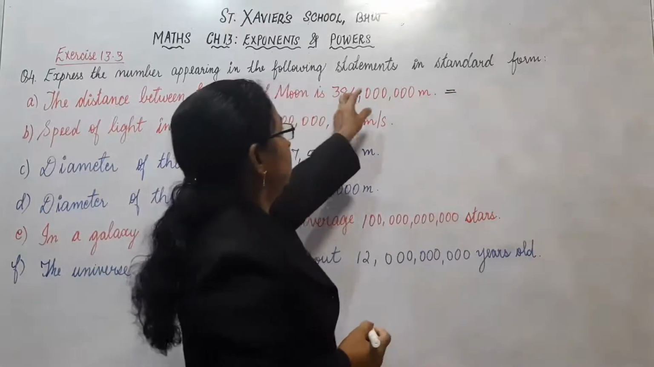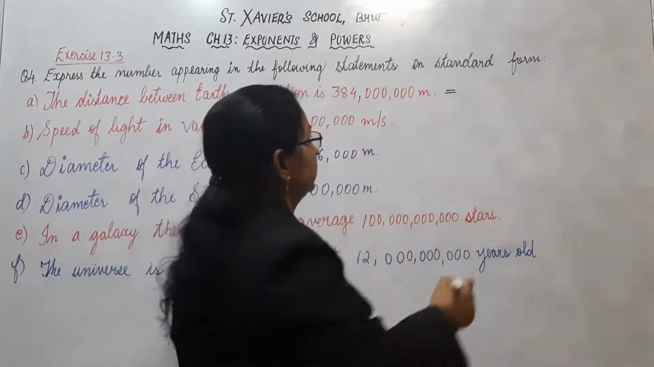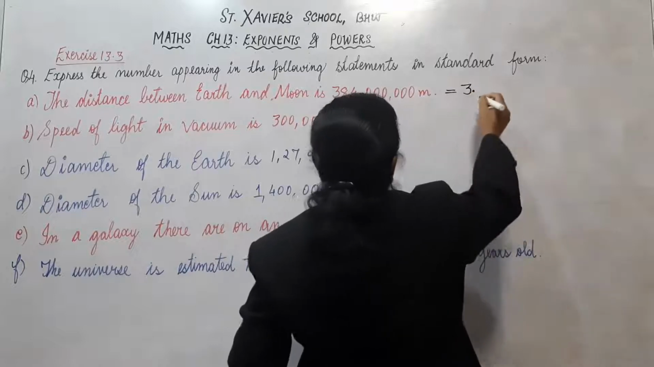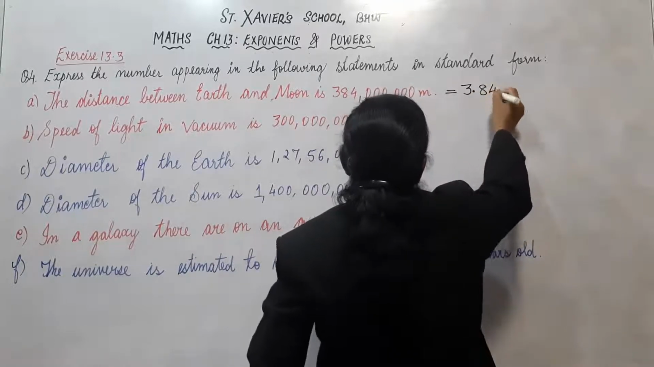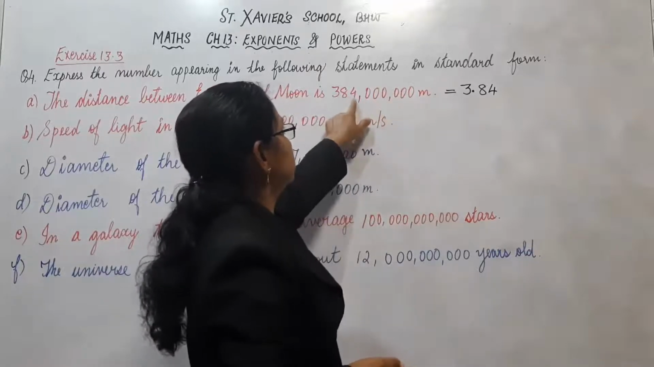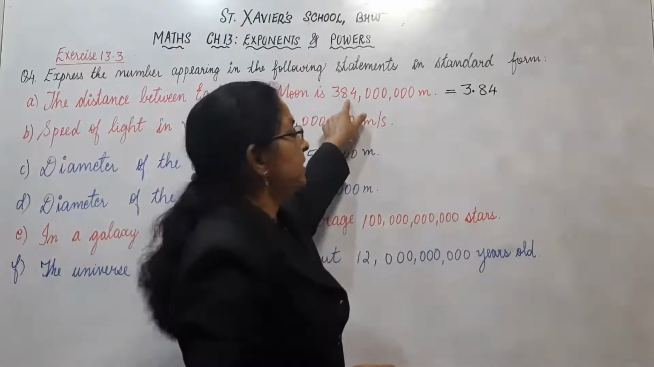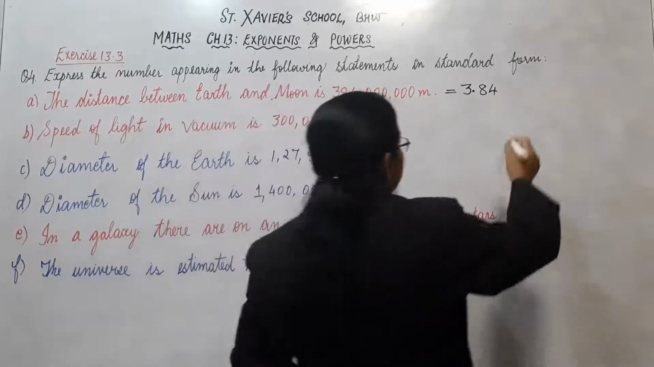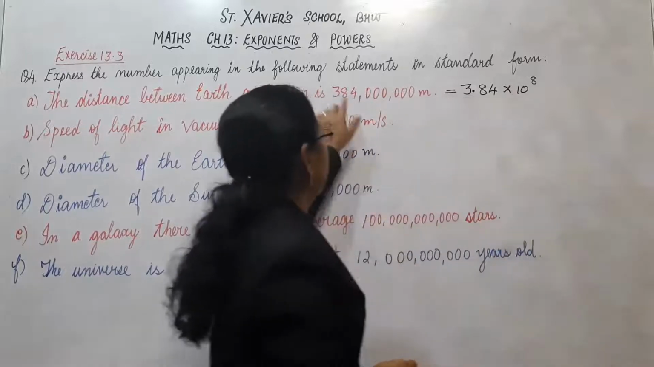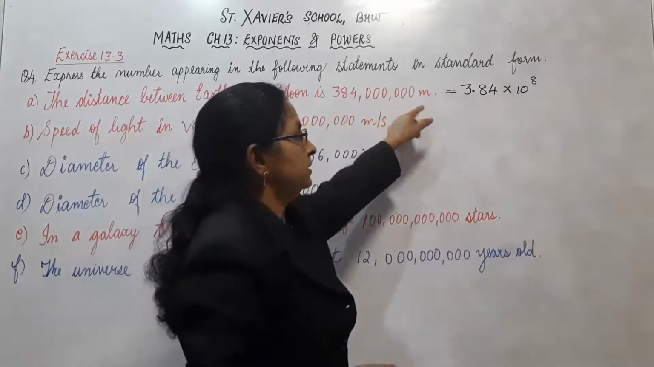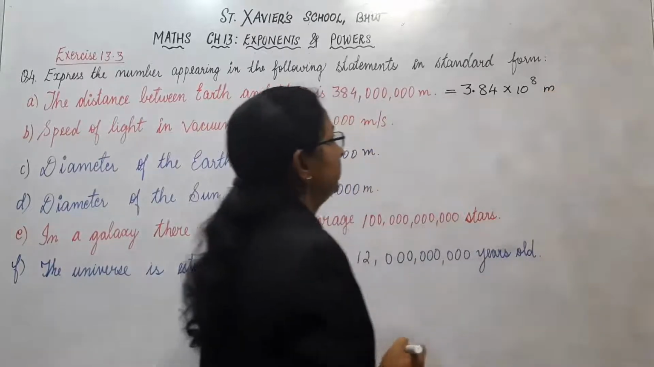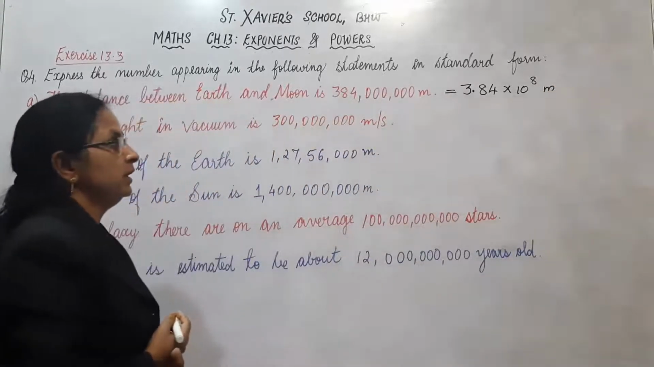We know except the 0s, all the digits we have to write, but place the decimal after the first number. 3.84. After 3, how many digits are there? 8 digits are there. So we will write it as into 10 raised to 8. After 3, total 8 places. Then we write here meter, so it is easy for us to read it. 3.84 into 10 raised to 8 meter.